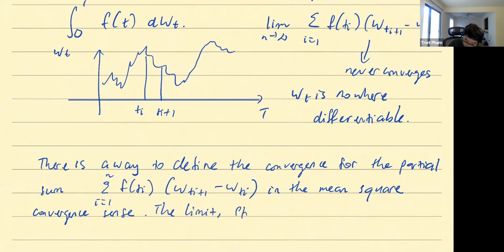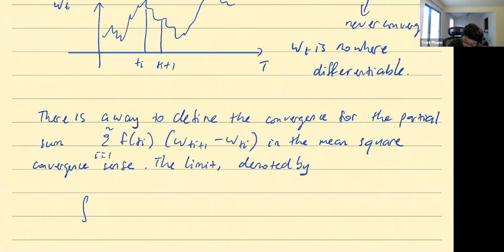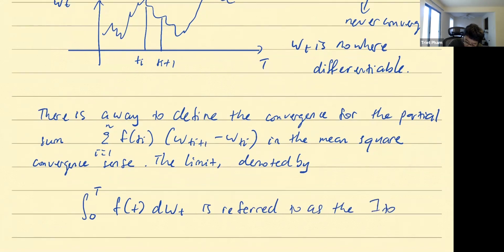still denoted by the integral from 0 to t of f of t dWt, is referred to as the Ito integral of f against Wt. So that's a bunch of writing to say that you shouldn't question this.